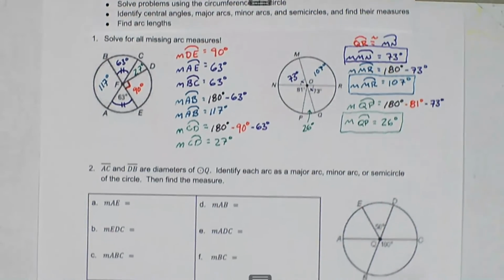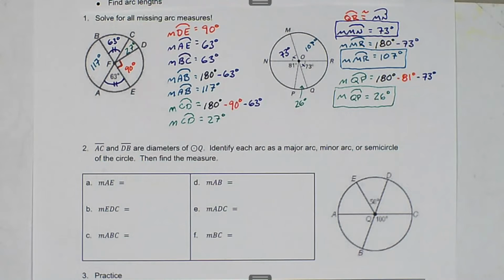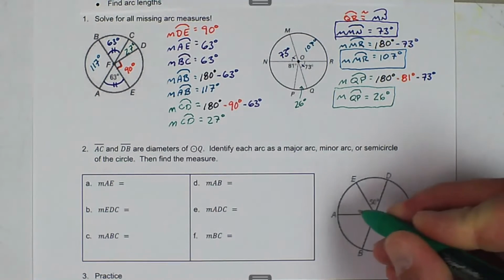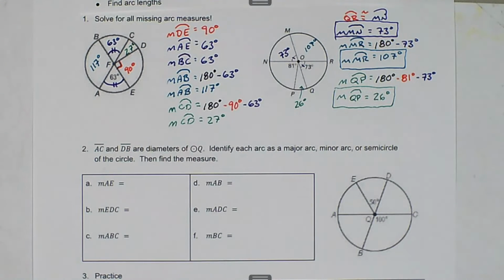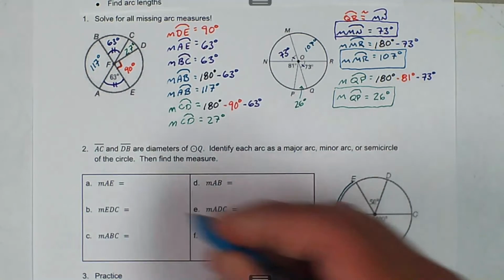Now we can look at example 2. We have line segment AC and line segment BD are diameters of circle Q. Identify each arc as a major arc, a minor arc, or semicircle of the circle, then find the measure. So first example we have is measure of, so AE is right here, and we can tell that that's going to be a minor arc. So AE is a minor arc.